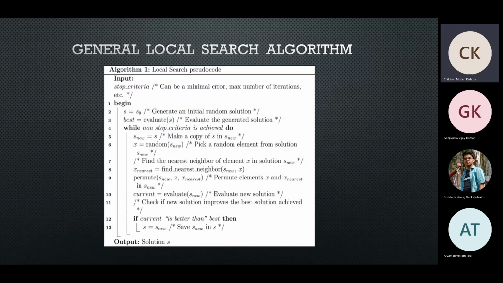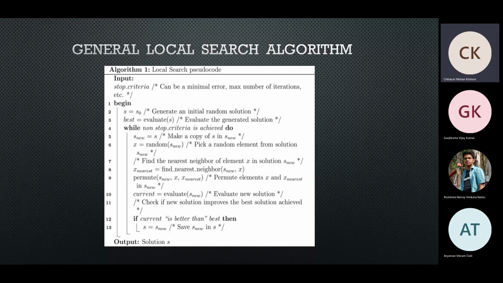This is the pseudocode for the general local search algorithm. At first, we generate a random state which acts as an initial solution. Now we evaluate the objective function for this state and it is stored in the variable called best. Next, we take a random state in the neighborhood of the initial state, evaluate its objective function, and the result is stored in the variable called current. If current is better than best, then the new solution state is updated to the present state.